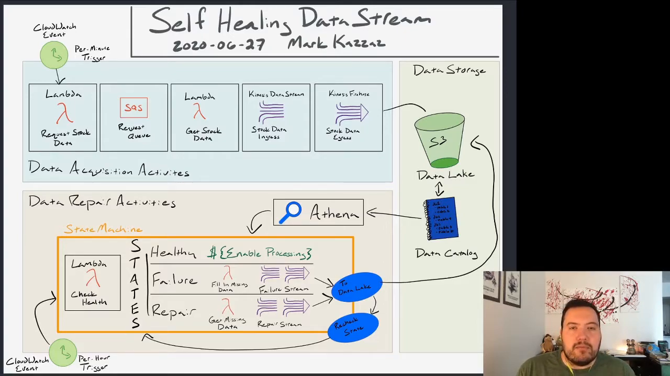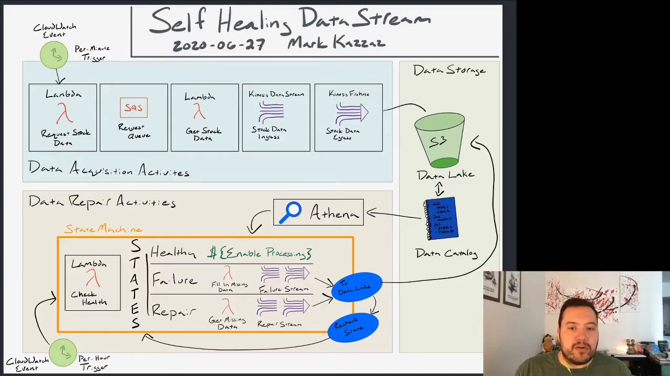Now, every hour, my data repair activities process spins up, which is the lower box. And what happens here is that we look back at the previous hour of data to determine whether or not any minutes are missing. If no minutes are missing, we'll go ahead and label the data as healthy. If minutes are missing, we'll attempt to do a repair. And what a repair means is trying to go back in time and ask the data source whether or not they can give us the stock price for the missing minute of whatever stock symbol is missing.